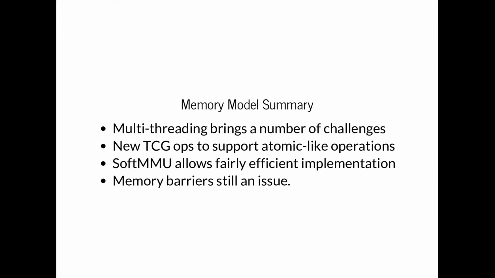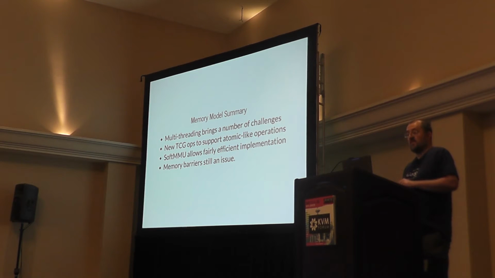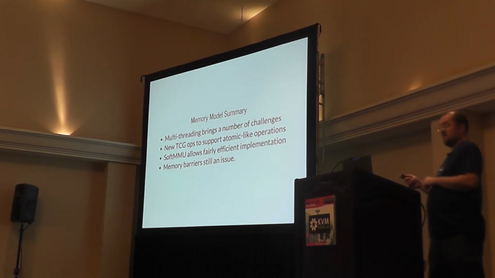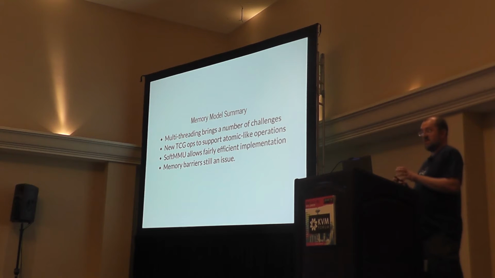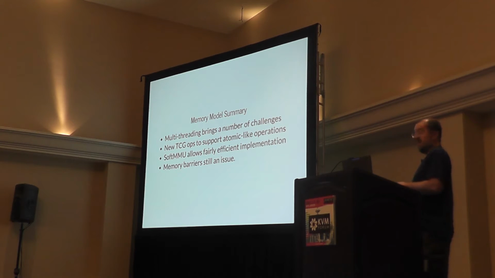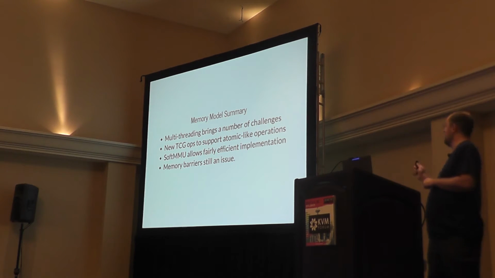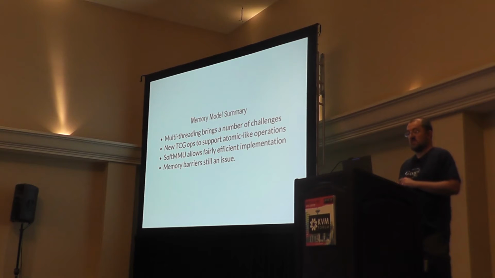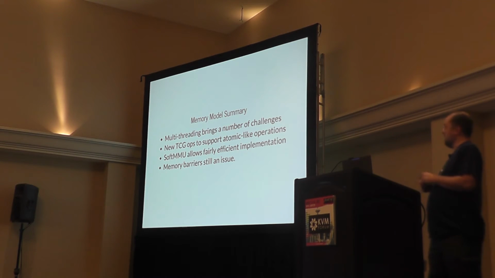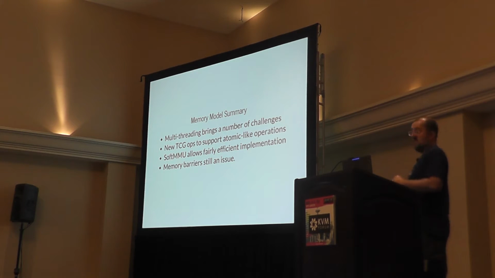So, in summary, the soft MMU does offer us a fairly efficient way to map guest memory into the host, and at the same time, it provides a fairly efficient way of trapping access to certain regions of memory, which we can use for many things. In this case, for implementing our load link store conditional support. And this doesn't overly burden our normal memory access. Memory barriers, however, are still an issue.